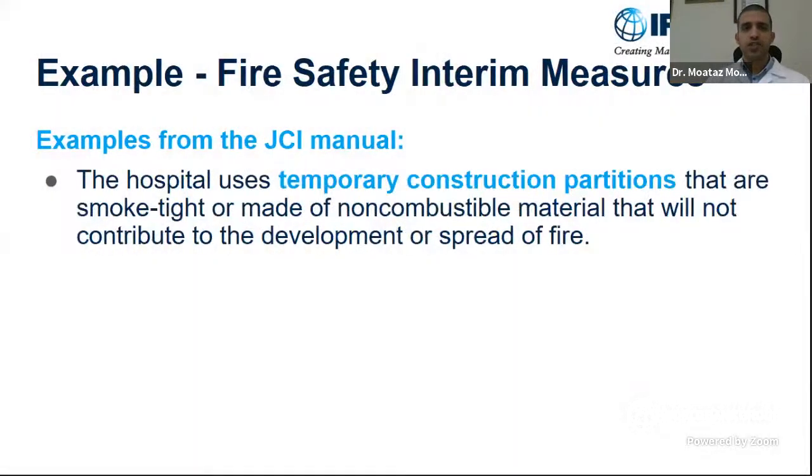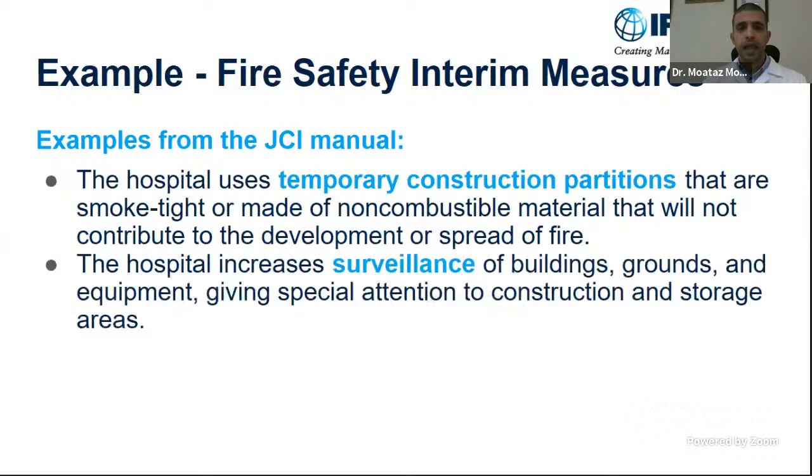Other examples from the GCI interim measures include using temporary construction partitions that are smoke tight and made of non-combustible materials in order to limit the spread of fire if any happens. And of course, whenever your fire system is compromised or not established yet, you should increase surveillance of buildings, grounds, and equipment, giving special attention to construction and storage areas and any other area that is identified by your risk management team as high risk of fire.